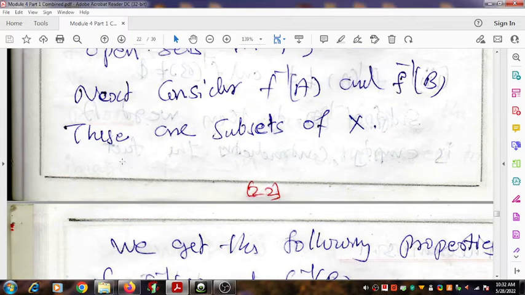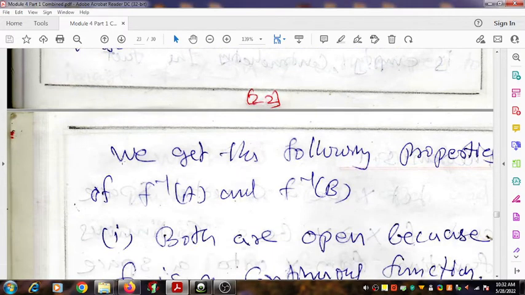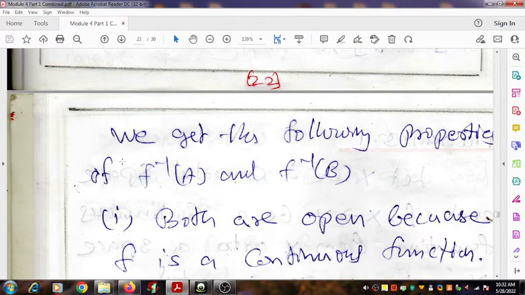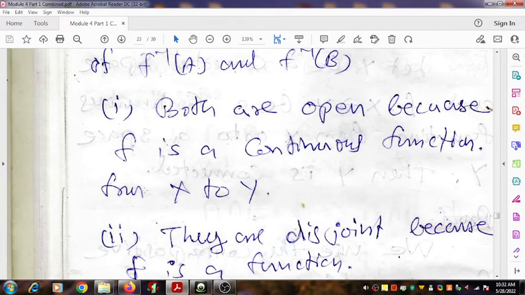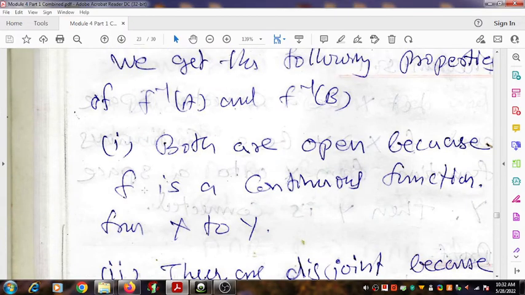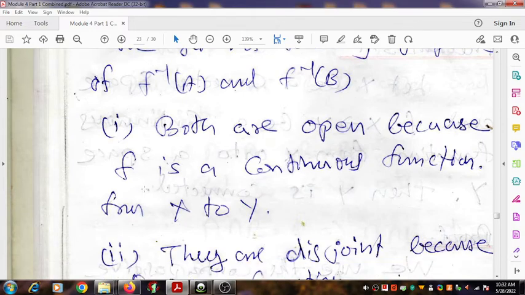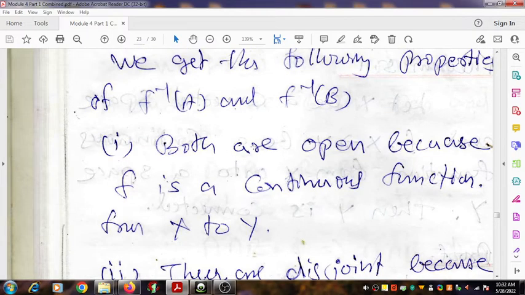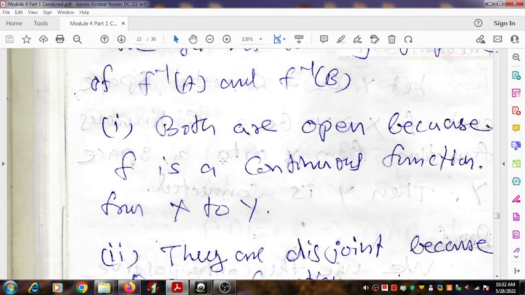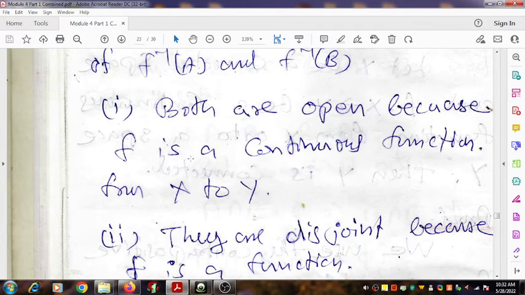And these are pre-images. Okay, and these pre-image sets, we shall state and prove the properties of these sets F inverse of A and F inverse of B. First of all, these sets are both open in the first space X. We argue that both F inverse of A and F inverse of B are open in X because of the fact that F is a continuous function.